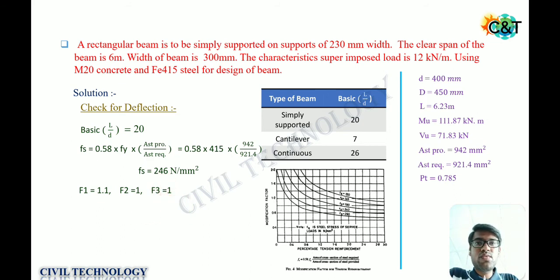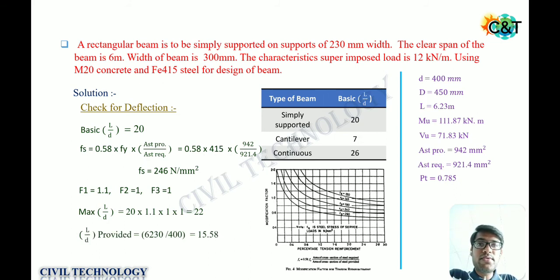Based upon that we calculate the maximum L by D ratio, that is basic L by D multiplied by F1, F2, F3. This is the formula, which comes out as 22. So this is the maximum ratio we can provide for our rectangular beam. Let's see how much we provided, based upon which we can decide whether it is safe for deflection or not.